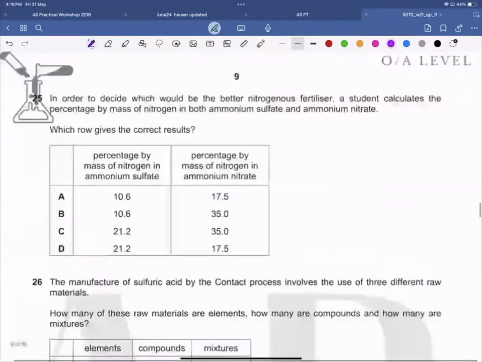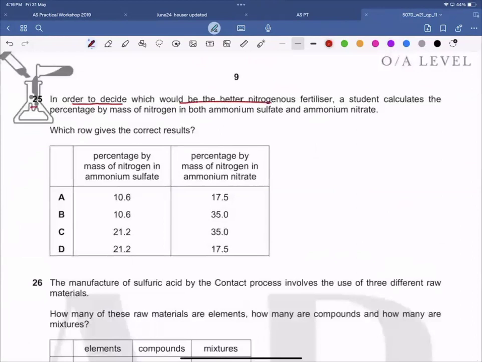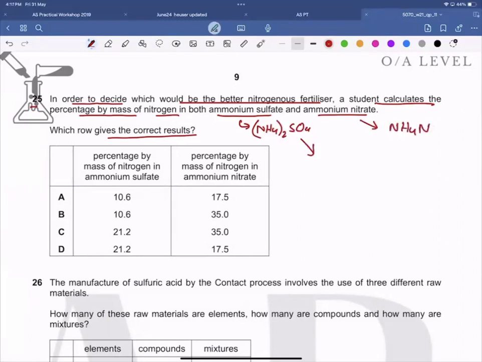Now, question number 25. In order to decide which would be a better nitrogenous fertilizer, a student calculated the percentage by mass of nitrogen in both ammonium sulfate and ammonium nitrate. Which one gives the correct result? Ammonium sulfate is (NH4)2SO4, and ammonium nitrate is NH4NO3. For the percentage of nitrogen, there are two nitrogens, so 2 times 14 over the Mr, which would be 96 for sulfate plus 36 for the ammonium, multiplied by 100.